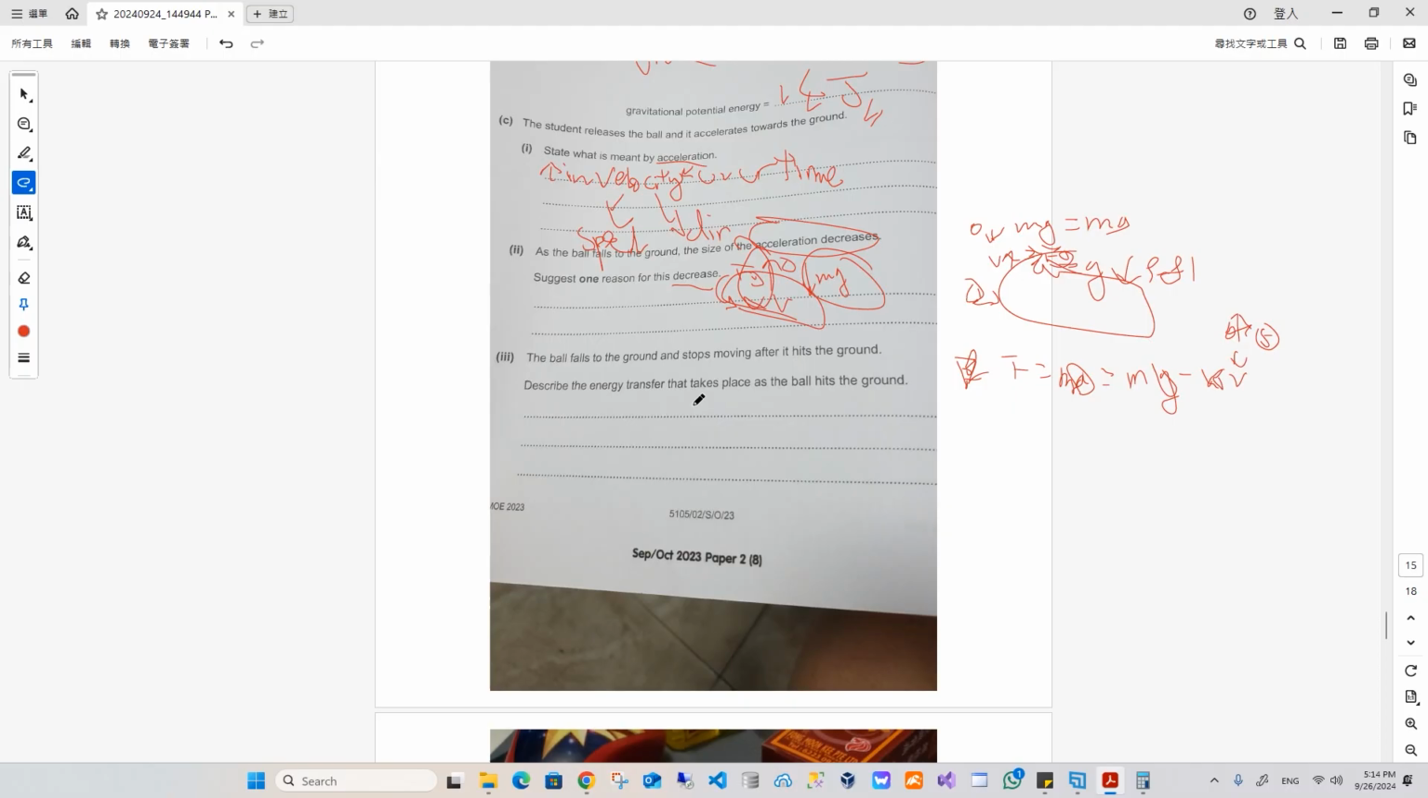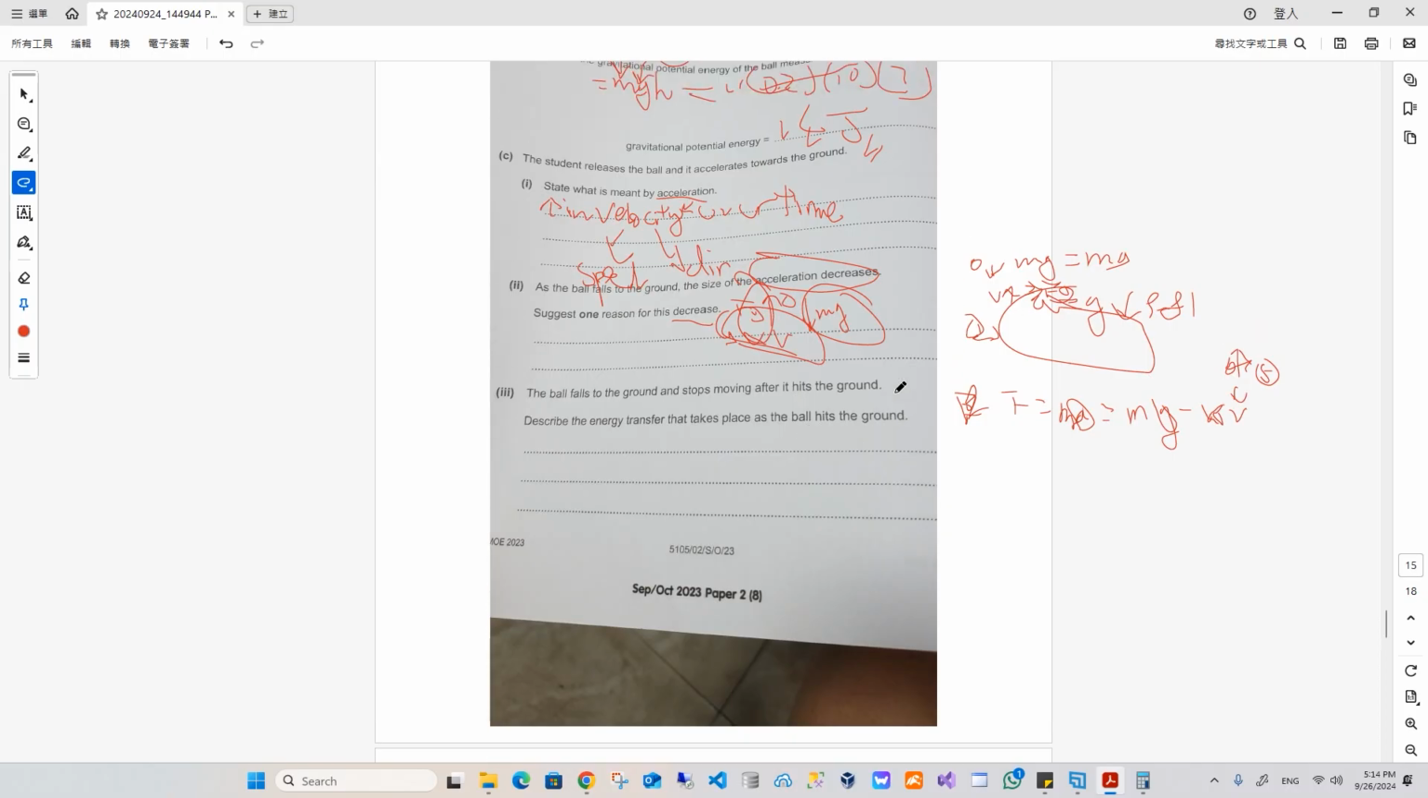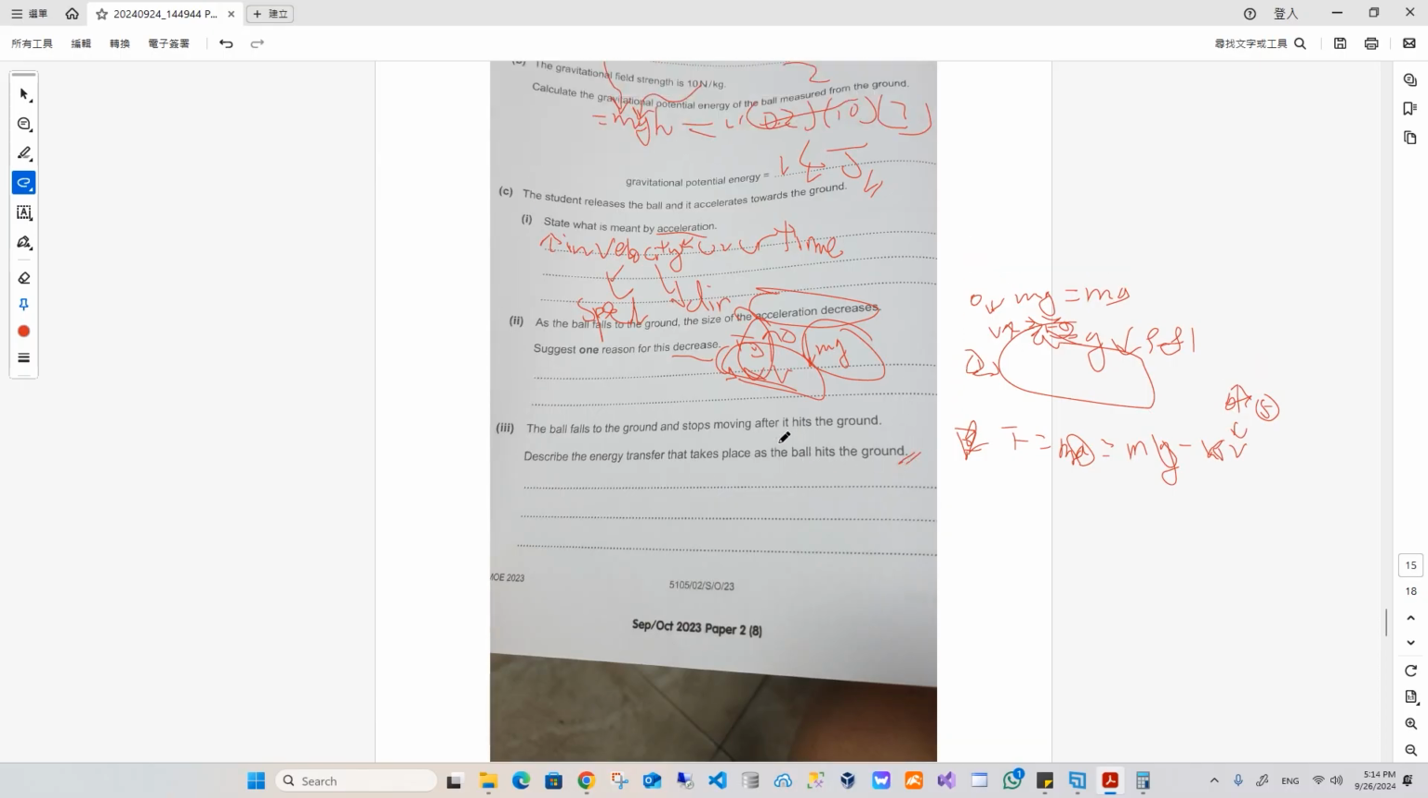Describe the energy transfer that takes place as the ball hits the ground. Okay, the ball hits the ground. That means it does not bounce, right? It does not bounce means that it is not elastic. Now we learn about elastic bodies.